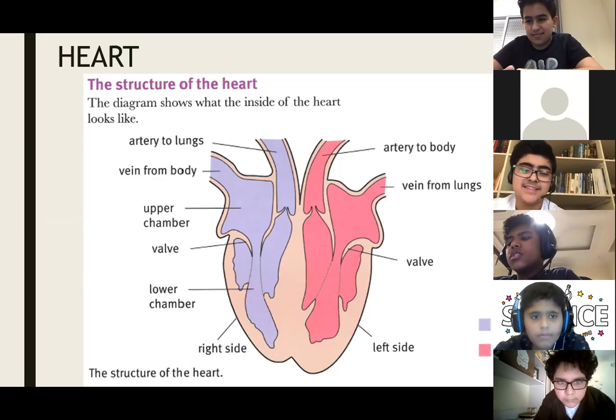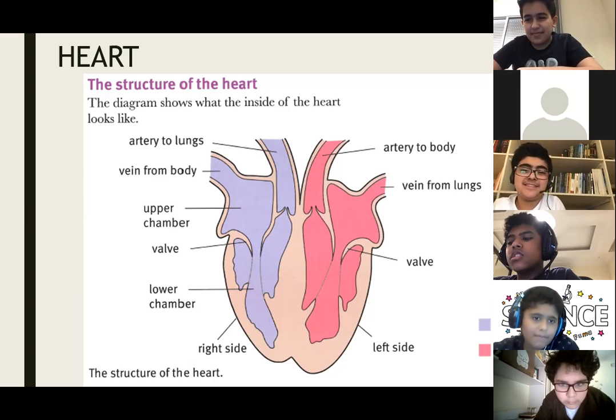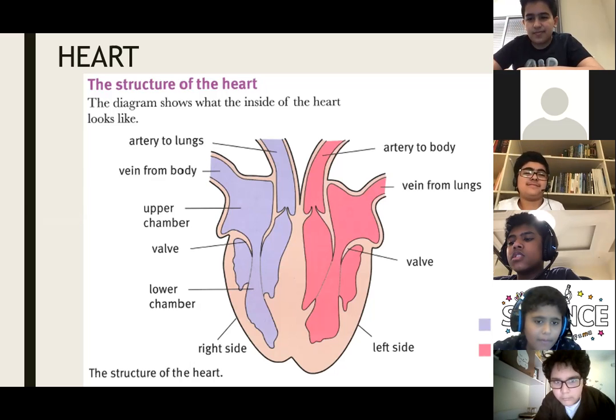Yes, even in the appendix. The structure. Continue, Mister. Yes, Khalid?